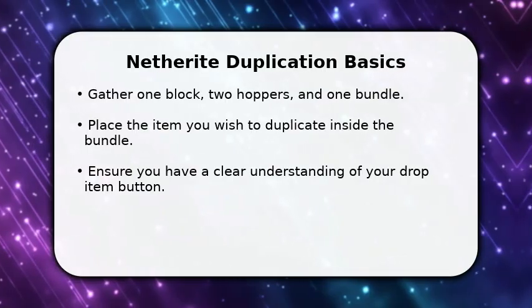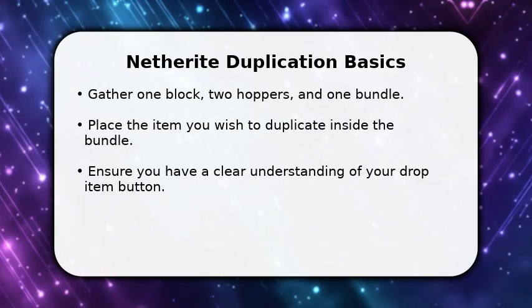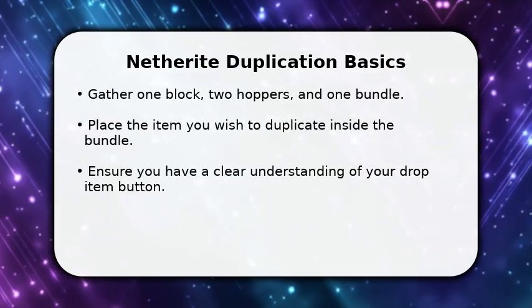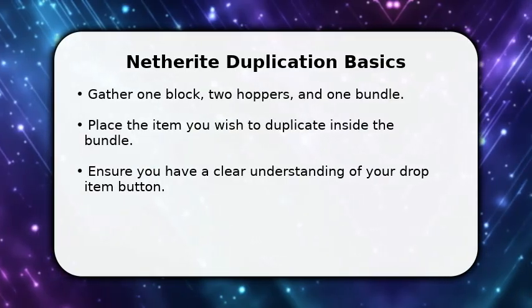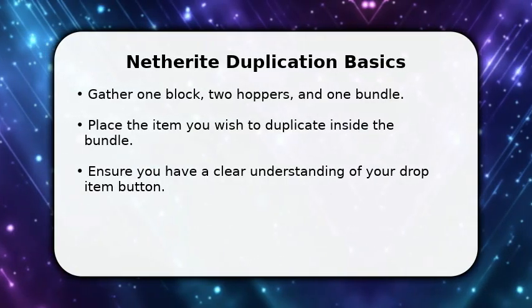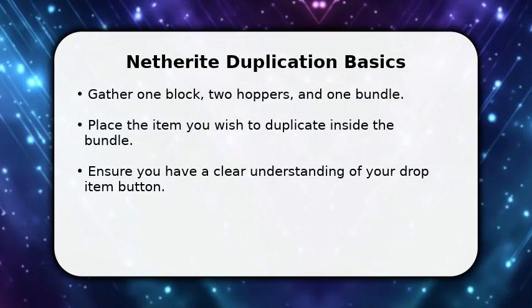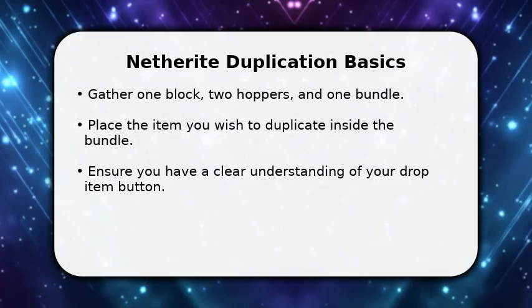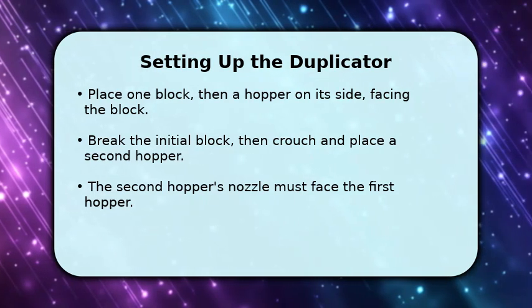First, let's gather our essential materials. You will need one solid block, 2 hoppers, and 1 bundle. Crucially, place the netherite you want to duplicate inside that bundle. Also, familiarize yourself with your game's item drop button, as precise timing will be absolutely key for this method to succeed. Now let's construct the simple setup.